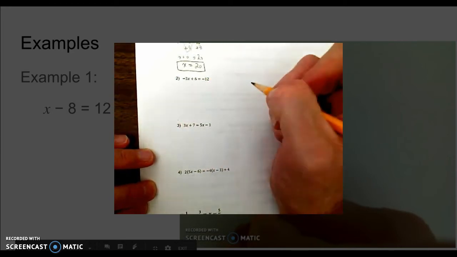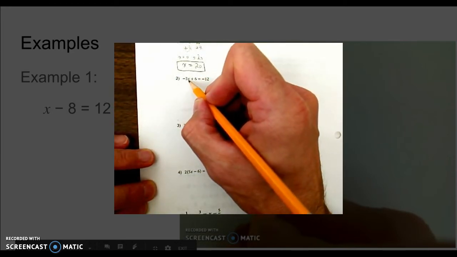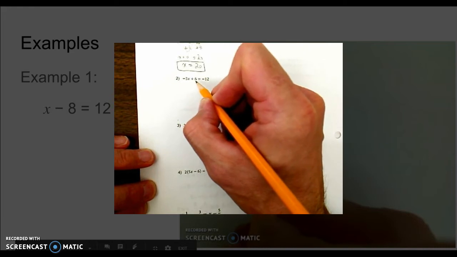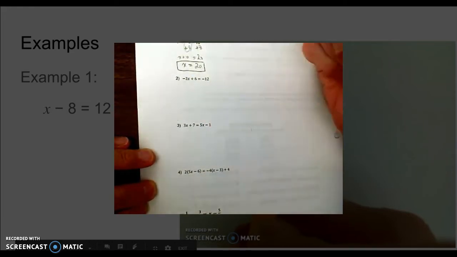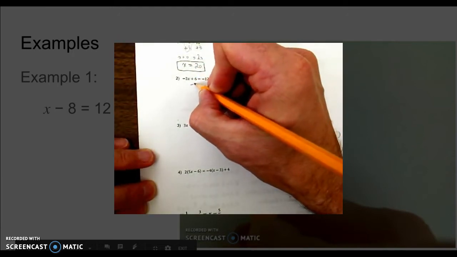So now we've got a two-step equation. I have the variable multiplied by negative 3, and then that product has 6 added to it. Well, I'm going to save the variable term for last. I'm going to undo the adding 6.